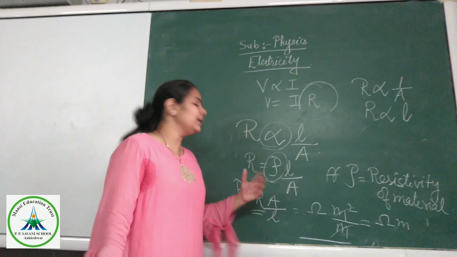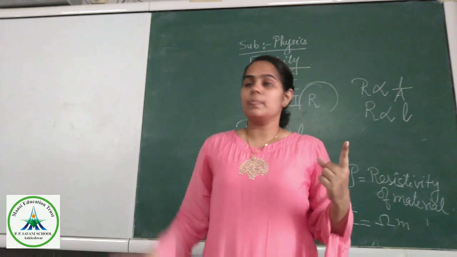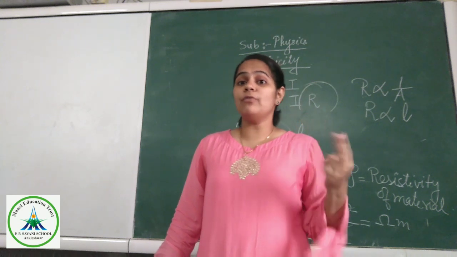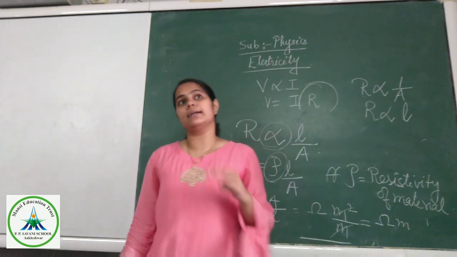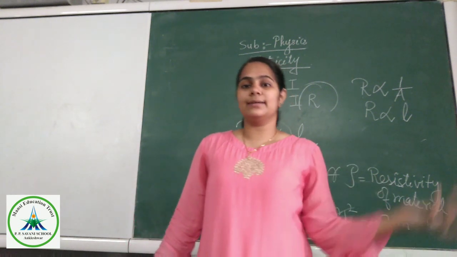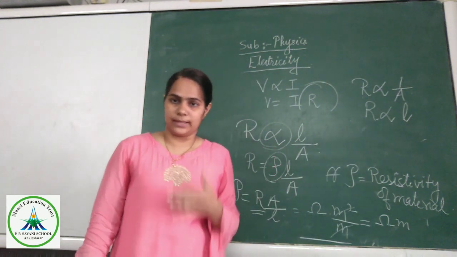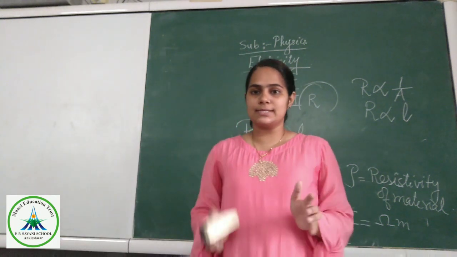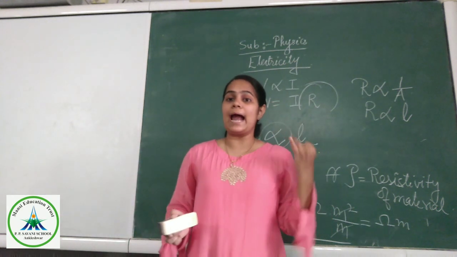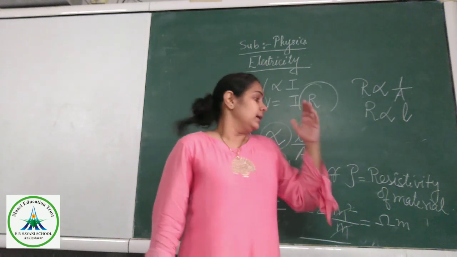Your resistivity depends upon two factors: temperature, and the type of material. The type of material means whether your conductor is of copper, nickel, steel or iron. If the materials are different, the resistivity will also be different. So this is all about the topic of resistance. Again, resistance depends upon the length and area of the material, whereas resistivity depends upon temperature.